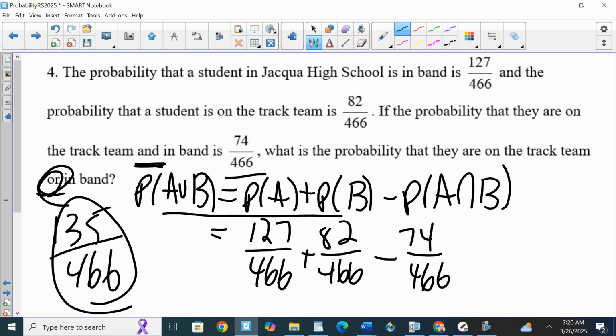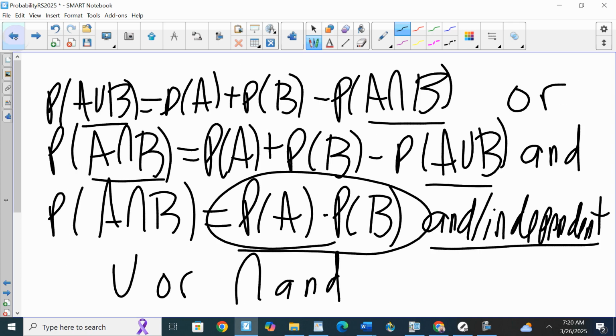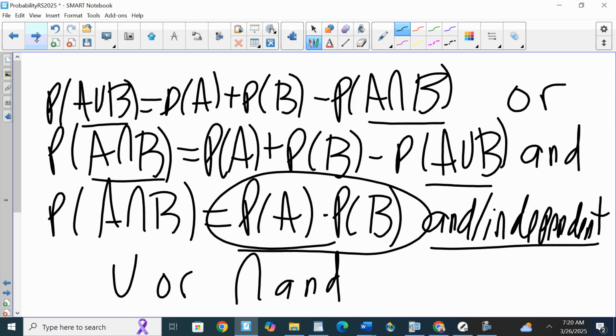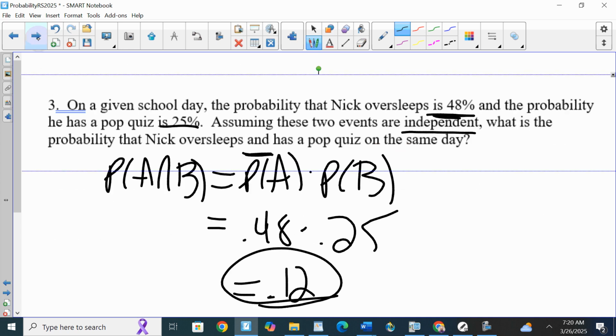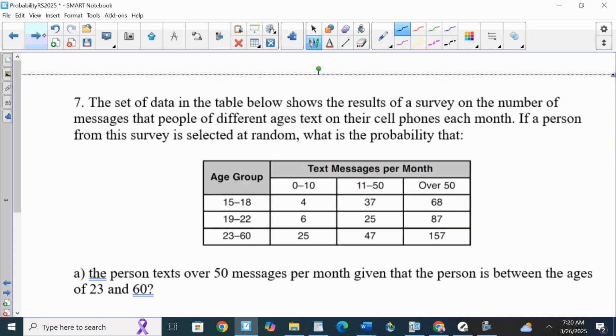Or is your or formula, you're subtracting and. You're subtracting or, unless it says and it says independent, in which case we use our independent formula. So you'll see 3 of those.